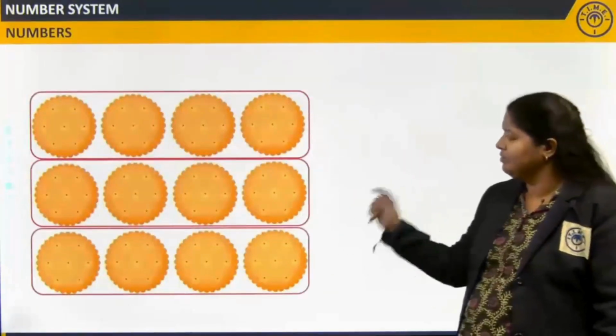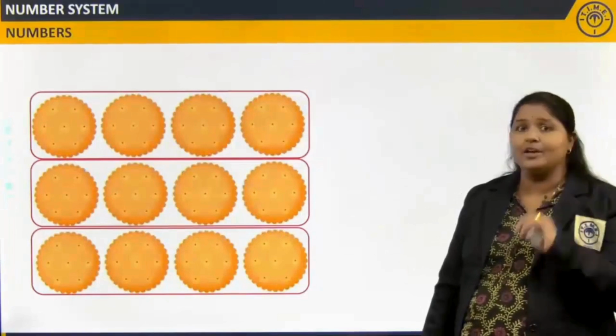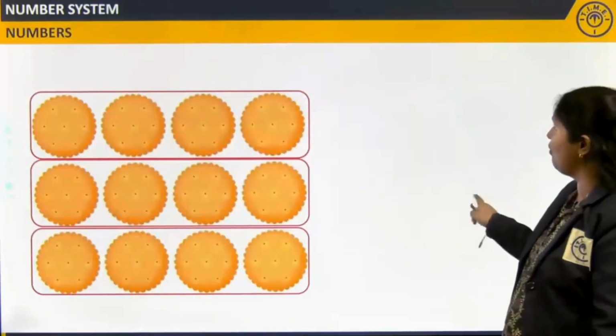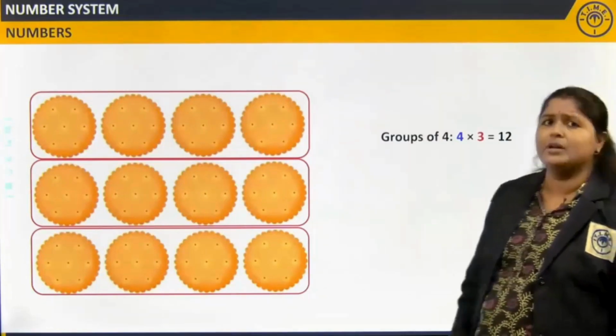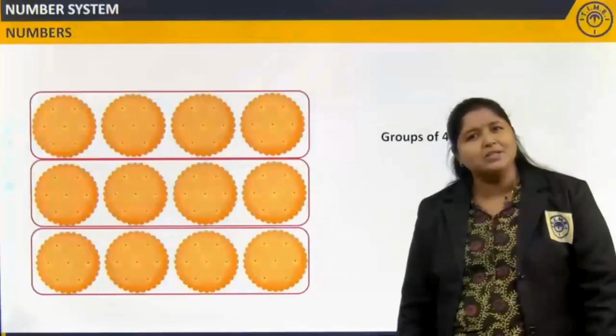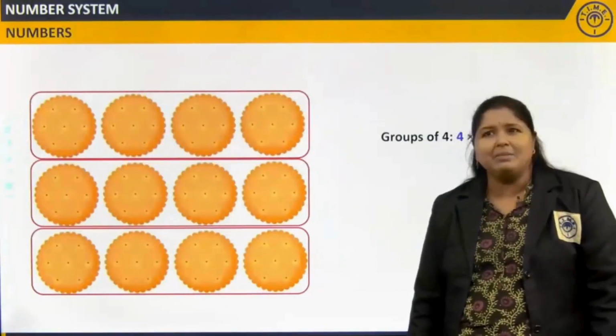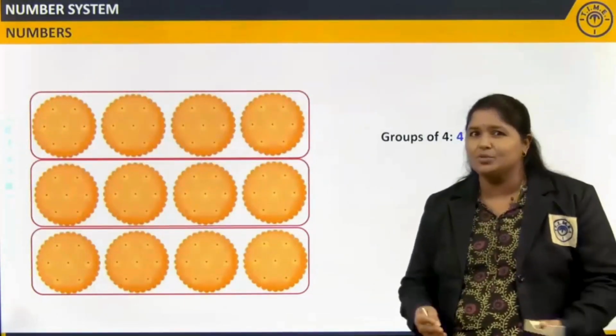1, 2, 3. Each pack has how many? 4 cookies. So groups of 4, 4 into 3 is equal to 12. Now what after 4, 5? Is it possible to divide 12 by 5? I mean, divide 12 cookies into groups of 5?